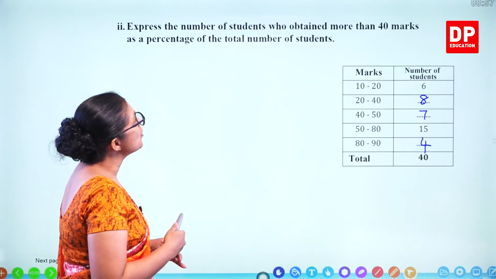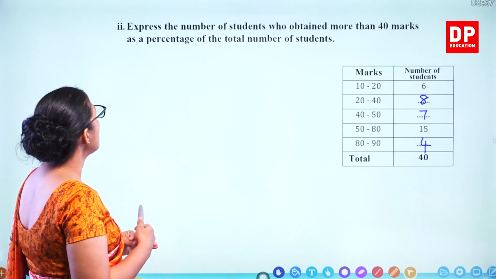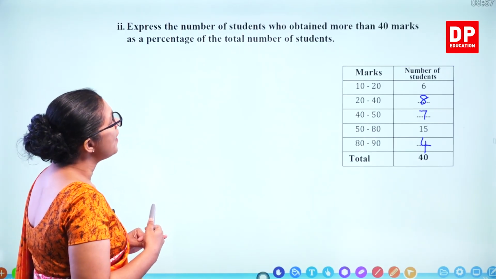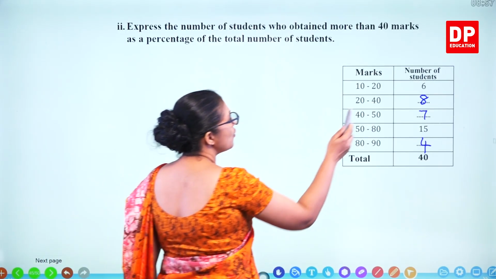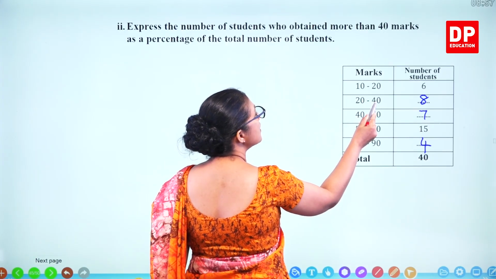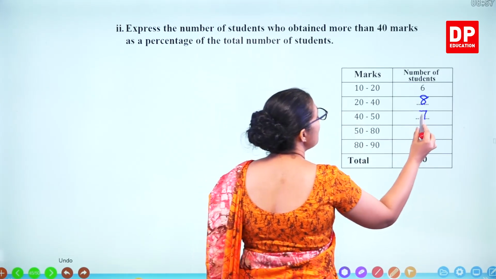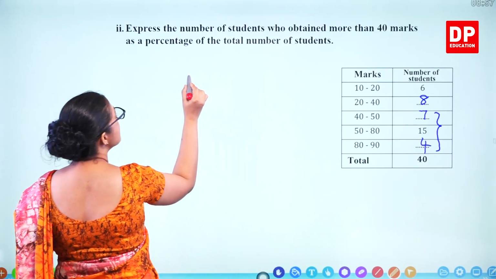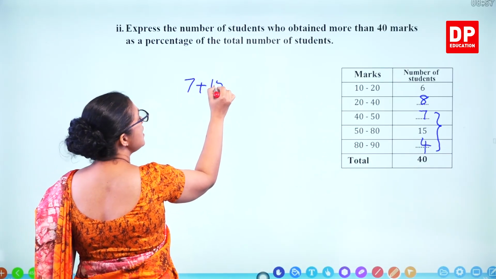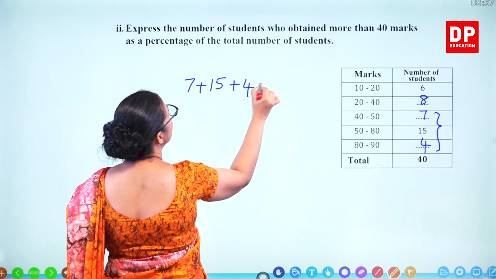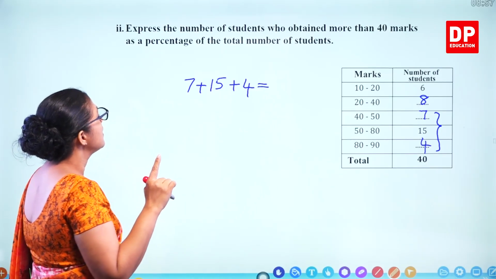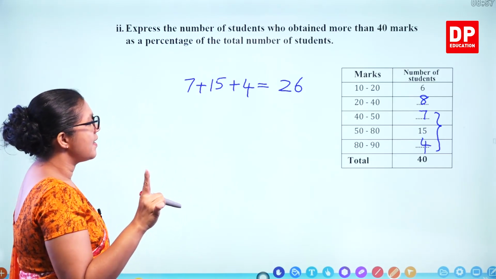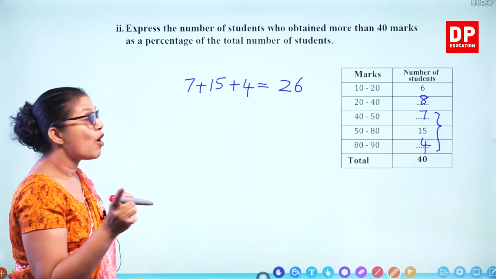Now we'll take the second part. Express the number of students who obtain more than 40 marks as a percentage of the total number of students. More than 40. Now this is 40 is included. More than 40 means these 3. So 7 plus 15 plus 4. So you get 26. So 26 students are there who got more than 40 marks.